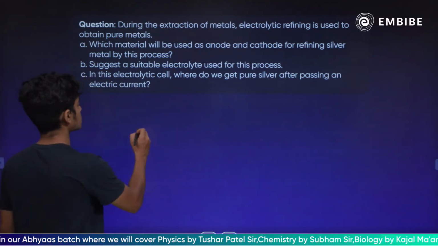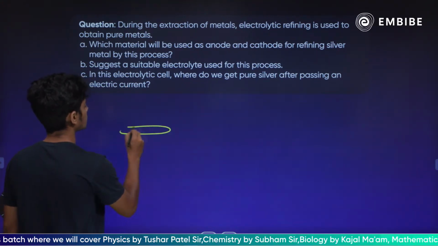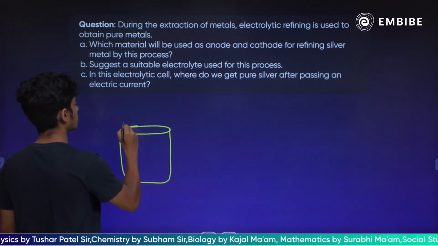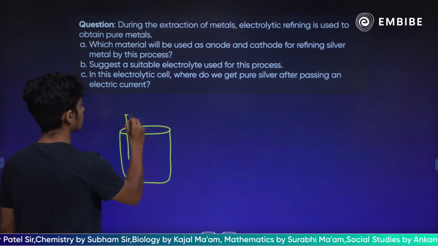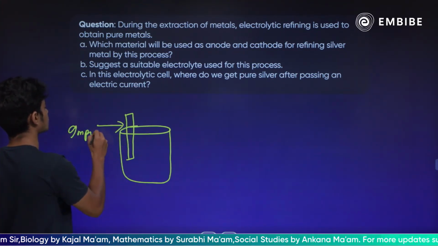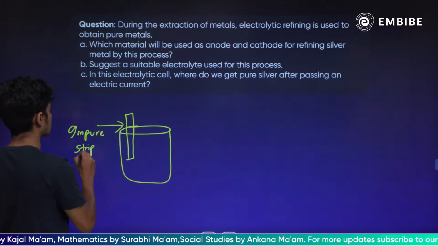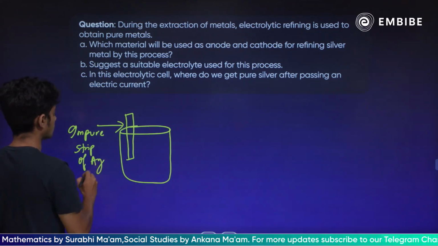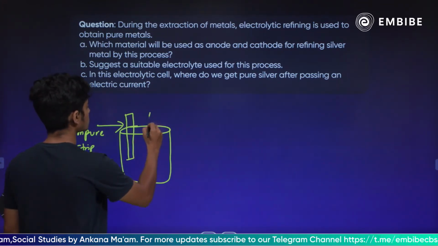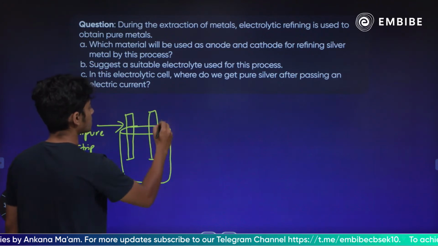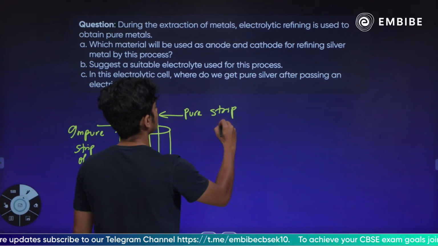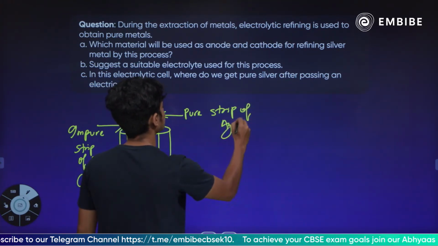So we take an electrolytic cell. We take an impure strip of silver, Ag, as your anode, and a pure strip of Ag, silver, as your cathode.